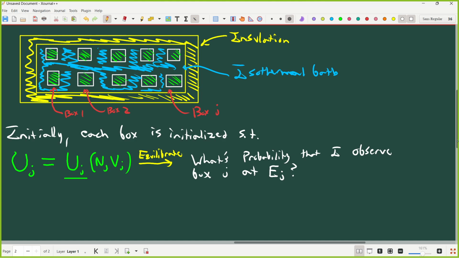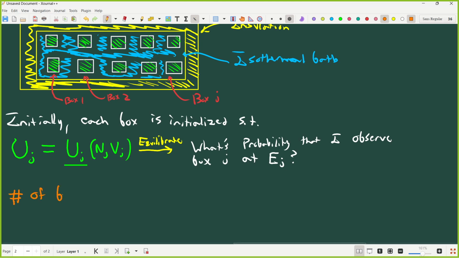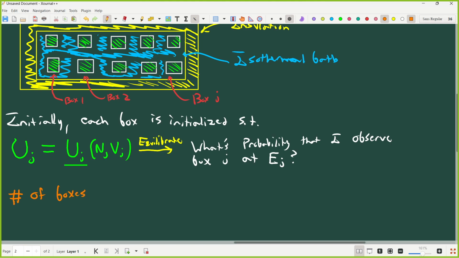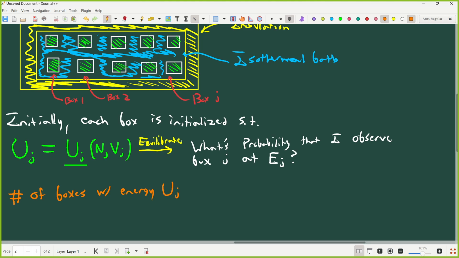Okay, so let's do a little bit of notation. Let's set up the math for this problem. And we're going to see that the math is actually pretty straightforward, and we're going to have a really interesting result from it. Let's say that the number of systems, so the number of boxes, with energy U sub j or E sub j, however you want to write it, is equal to, we're going to call that, A sub j.